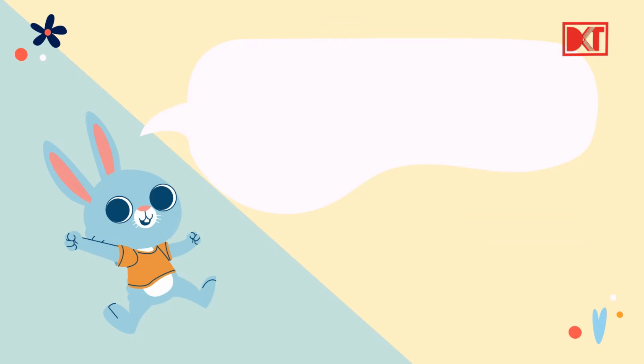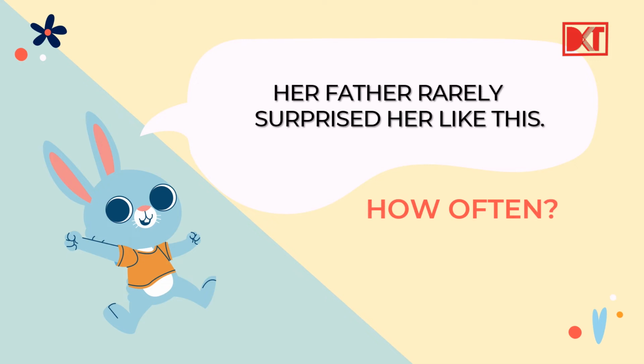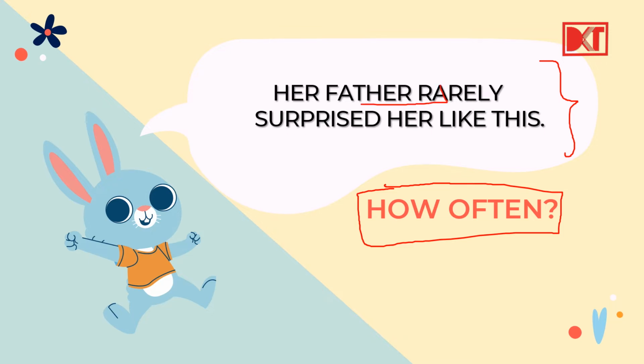Okay? Here. Her father rarely surprised her like this. In this sentence, which question is being answered? How often? Means how often did her father surprise her like this? Rarely. So what is the answer here? Rarely. What was the question? How often? The question being answered in the form of rarely. Saying rarely her father surprised her like this.